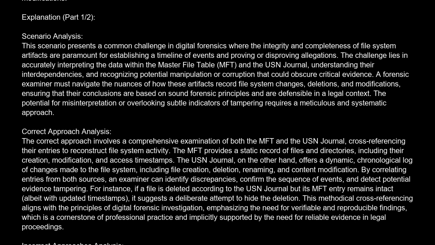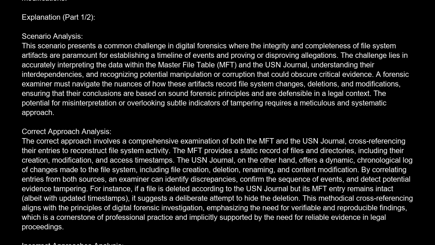The USN Journal, on the other hand, offers a dynamic chronological log of changes made to the file system, including file creation, deletion, renaming, and content modification. By correlating entries from both sources, an examiner can identify discrepancies, confirm the sequence of events, and detect potential evidence tampering. For instance, if a file is deleted according to the USN Journal, but its MFT entry remains intact, albeit with updated timestamps, it suggests a deliberate attempt to hide the deletion.